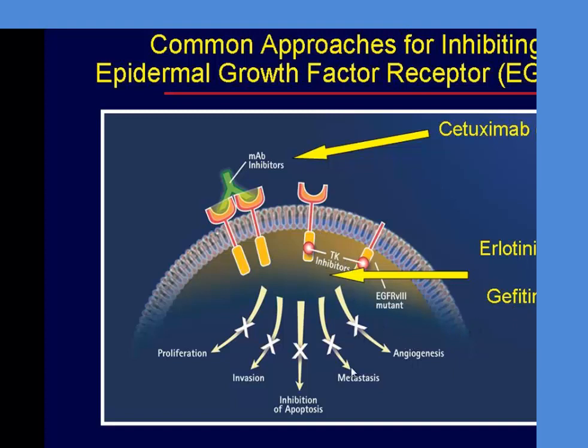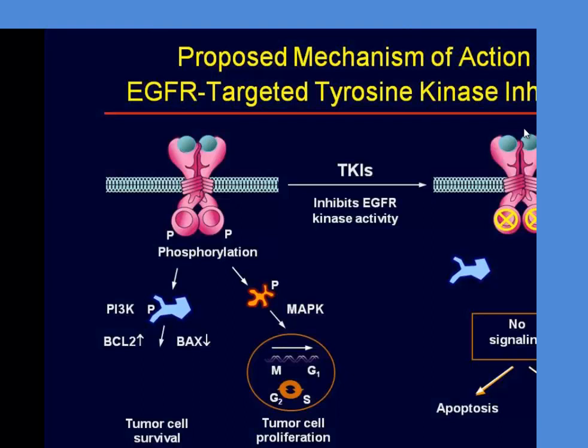So by this mechanism, you can actually inhibit metastasis, inhibition of apoptosis, invasion, proliferation. You can knock it off. And at this site as well. So those are common drugs. And you can see the beauty of it in this proposed mechanism of EGFR targeted tyrosine kinase inhibitors. Look at this beauty. Good job here.